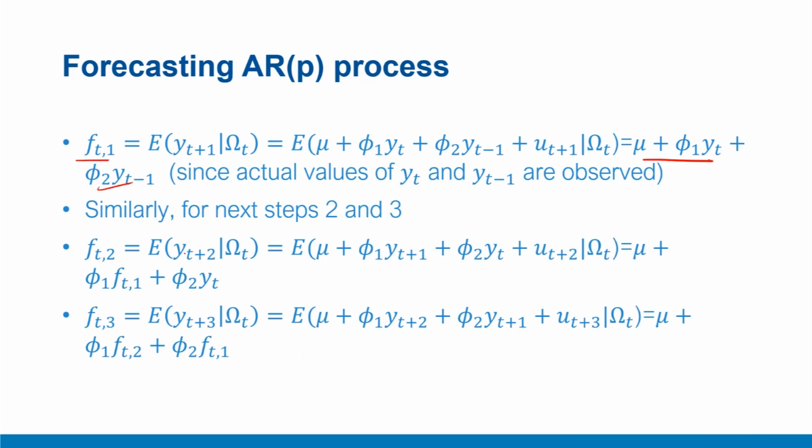We can similarly proceed for the 2-step forecast, ft comma 2, which is nothing but the conditional expectation of yt plus 2 given information available up till time t. Again, we'll add 1 to the subscript, so we'll get yt plus 1 here, yt here, and epsilon t plus 2 here. Now, while applying the expectations operator, please note that mu is constant, so it will remain unaffected. Yt plus 1 now is not observed at time t. So we have to take its conditional expectation, which we have already computed as ft comma 1. Yt is already observed, so it will remain as it is.